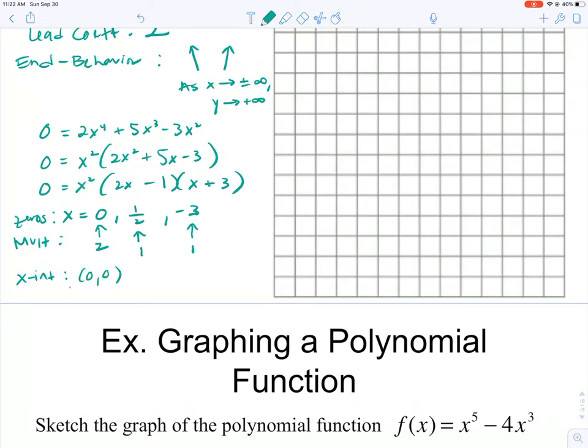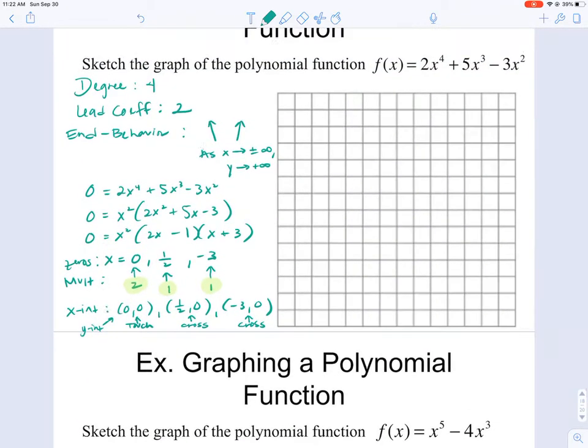So 0, 0 is again going to also be our y-intercept. So because 0, 0 has an even multiplicity, right, a multiplicity of 2, we know that the graph will touch at 0, 0. And then at 1/2, 0, multiplicity of 1 means the graph will cross, and cross again at -3, 0. So I'm going to sketch what I have. So put all the information together that we've collected in order to get an idea of what this graph will look like.